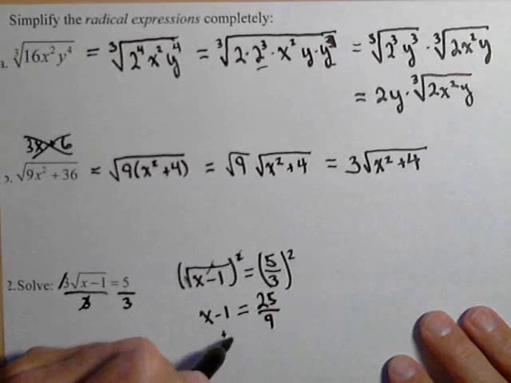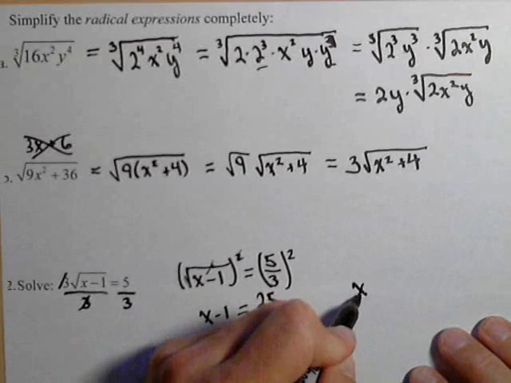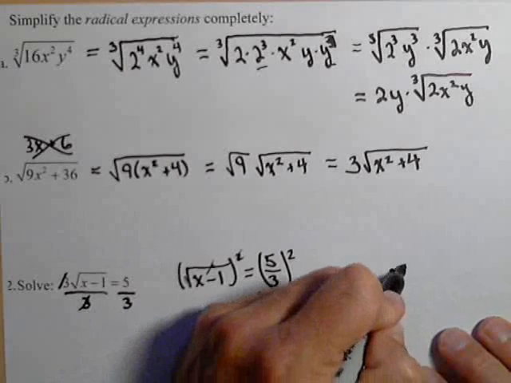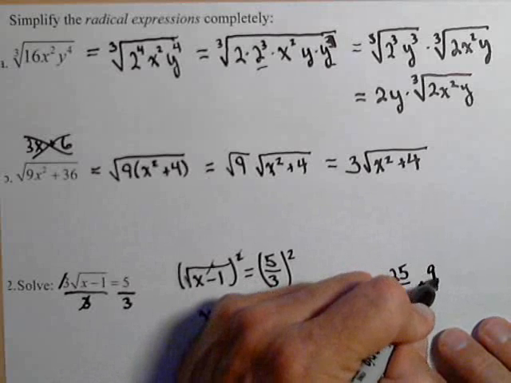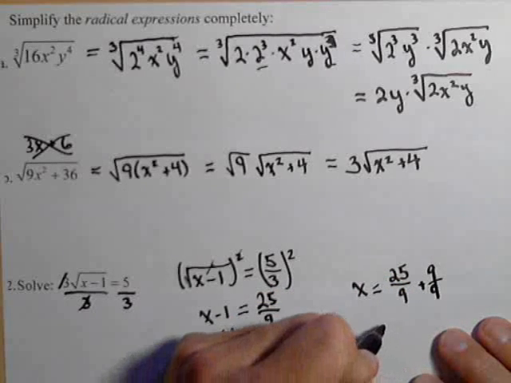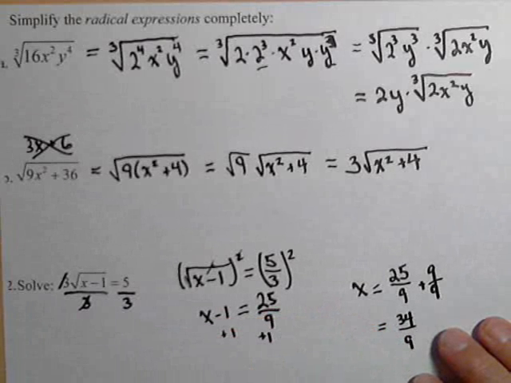And then our last step is to add 1 to both sides. So we're going to get x equals 25/9 plus 1, which is 9/9. So we get 34 over 9, and we're done.